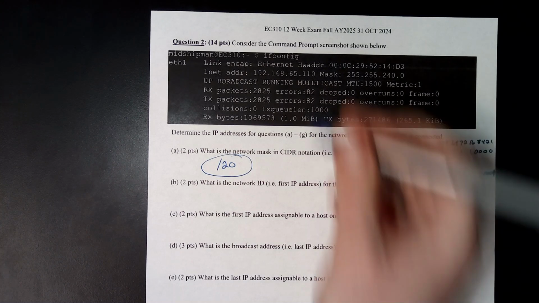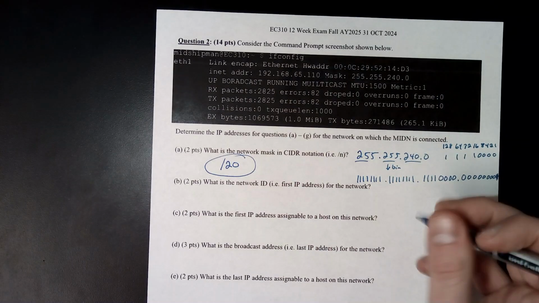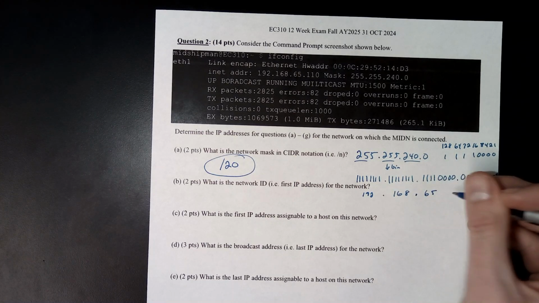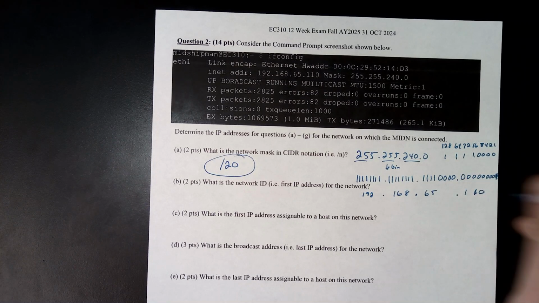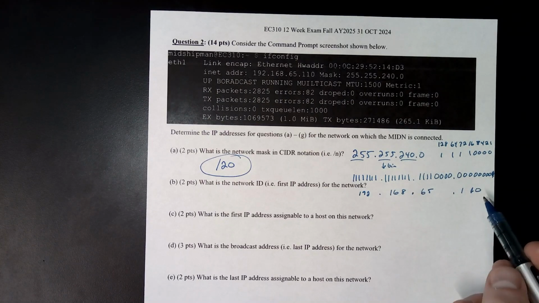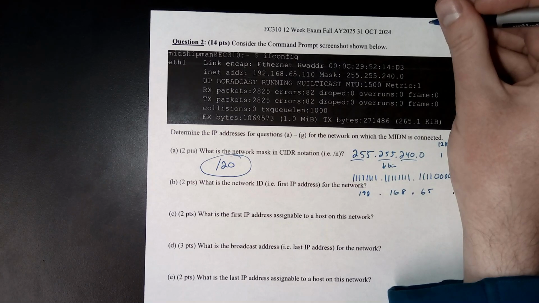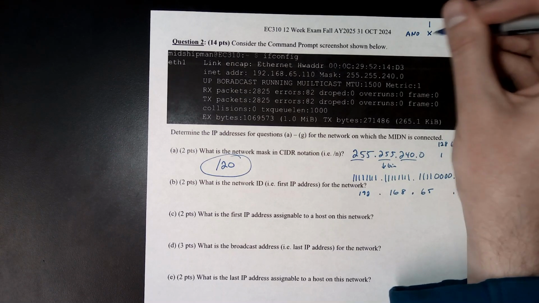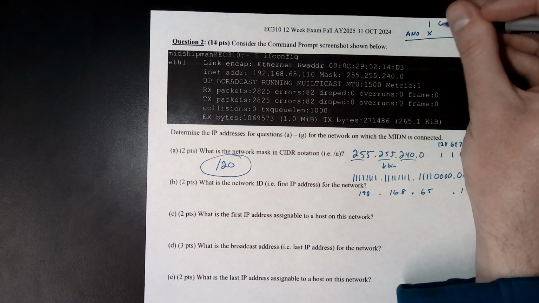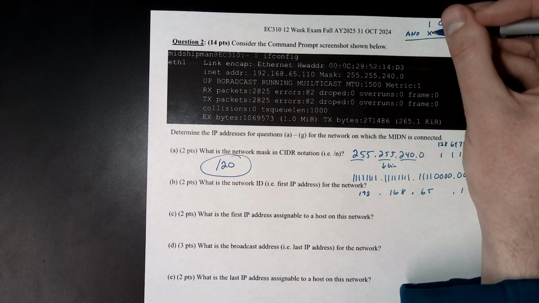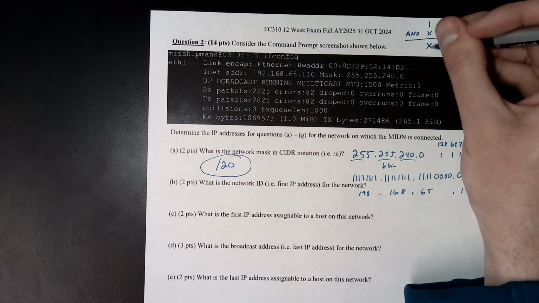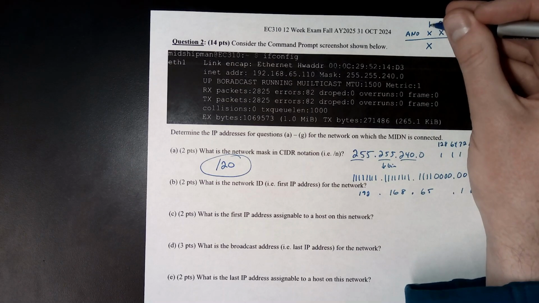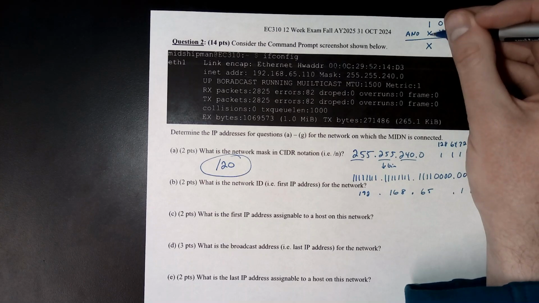So here we're going to take the IP address that we're given, 192.168.65.110, and we're going to line that up with the network mask. Here I'm going to use a trick, because the way we find this is we're going to apply the AND operation. If we do 1 AND X, where X means anything, the result is just going to be X. If X is 1, 1 AND 1 is 1. If X is 0, 1 AND 0 is 0. So it depends on the value of X.